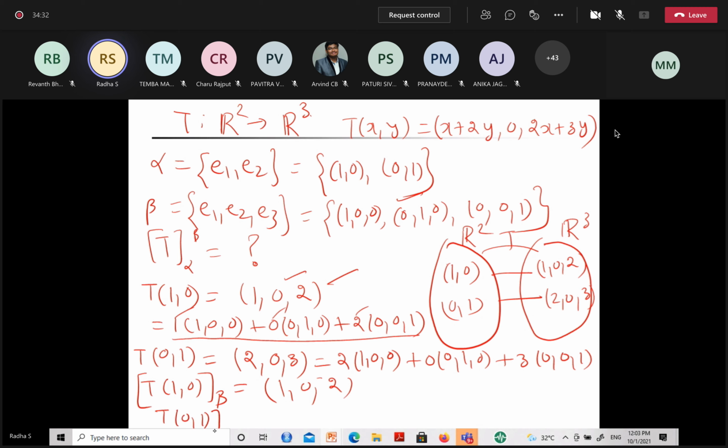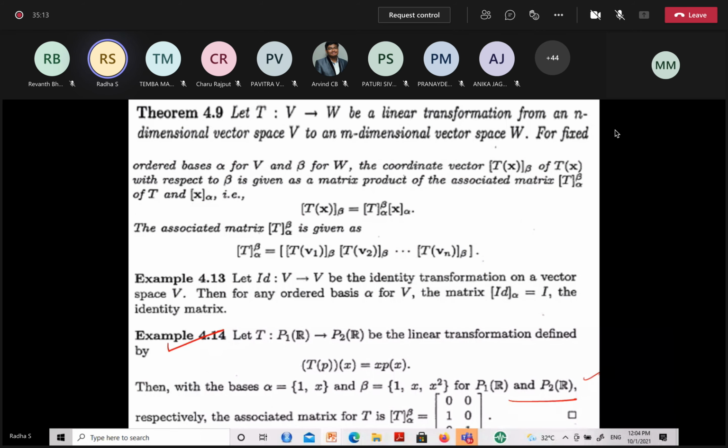Charu, can you say the next one then? T of (0, 1) with respect to beta. I have already completed that. Here I have written that (2, 0, 3). So T alpha to beta is equal to, how to write this? The first column is (1, 0, 2), and the second column is (2, 0, 3). Everybody, can you please understand this? Shall I proceed? Yes, ma'am. If you have a doubt, you can tell.